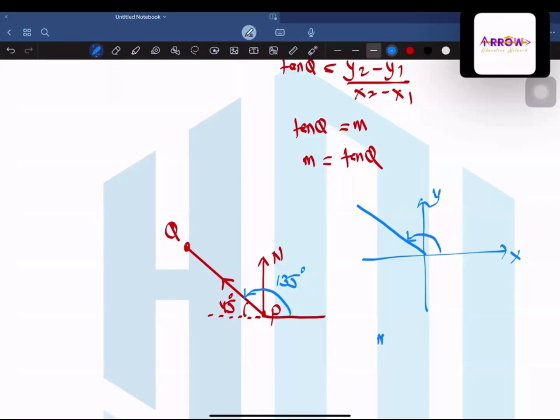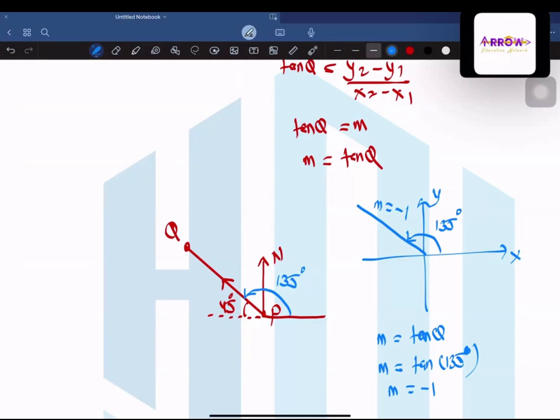Because gradient is equal to tan theta, and theta is basically the angle from the positive horizontal axis. So gradient is equal to tan 135. And as you already know, tan is negative in the second quadrant, so tan 135 is -1. So this means that the gradient of this downward sloping line is -1. Does this make sense to you or not?